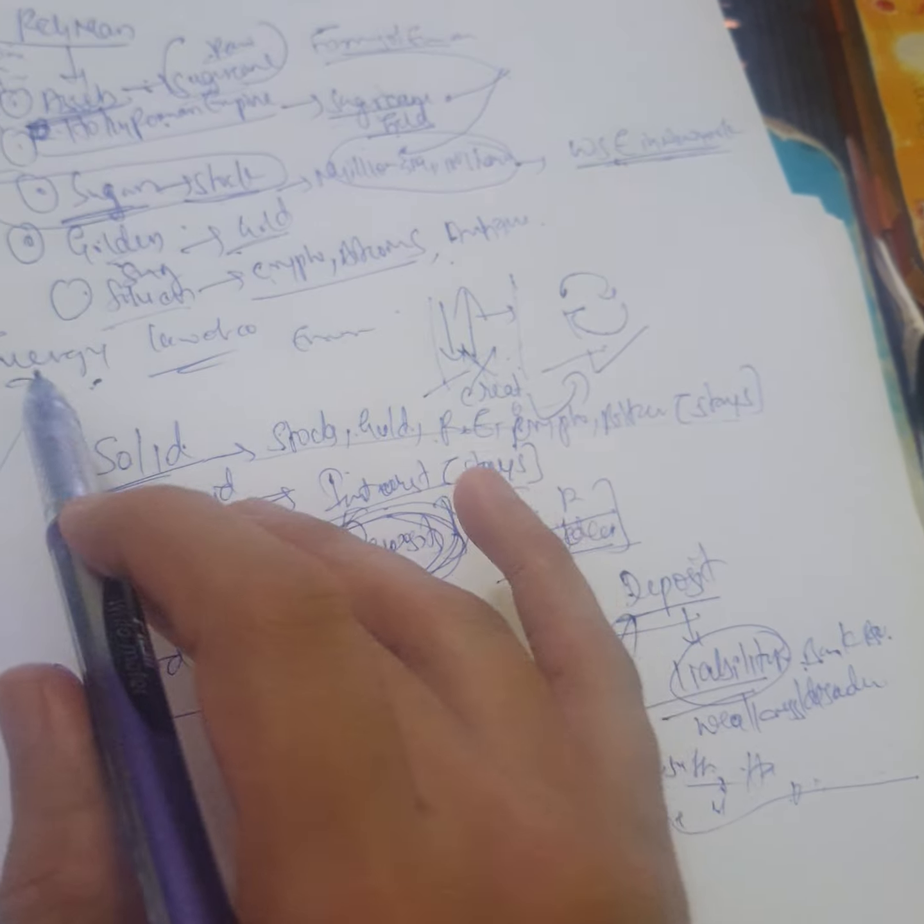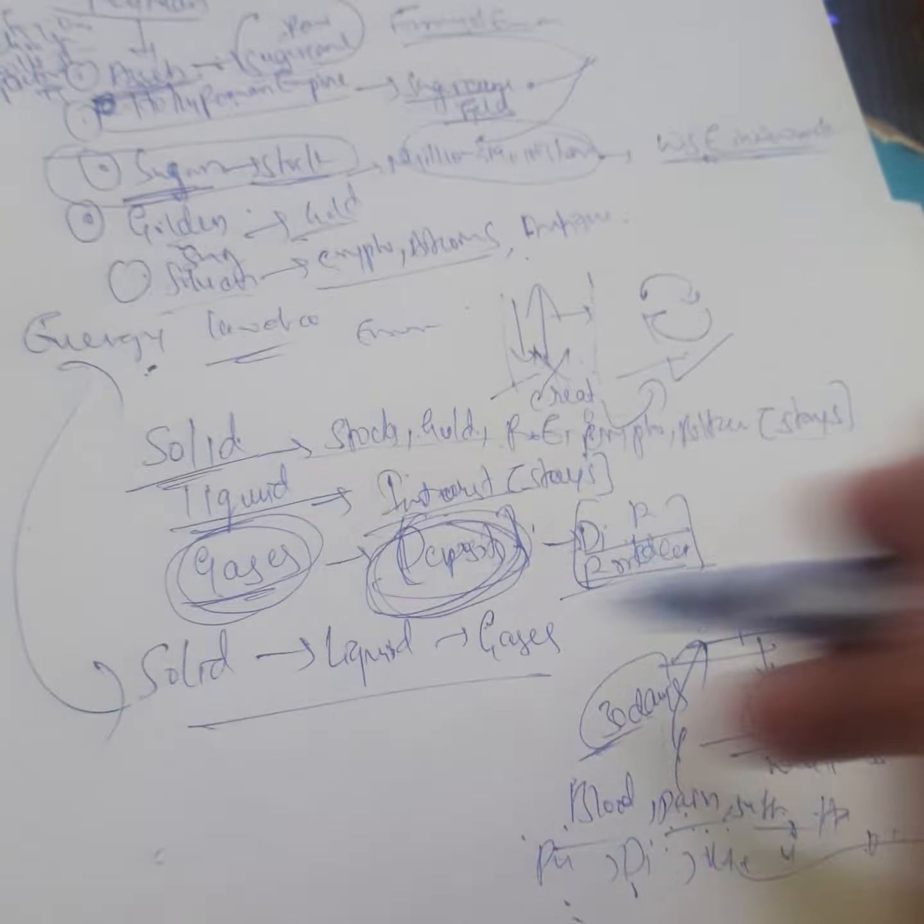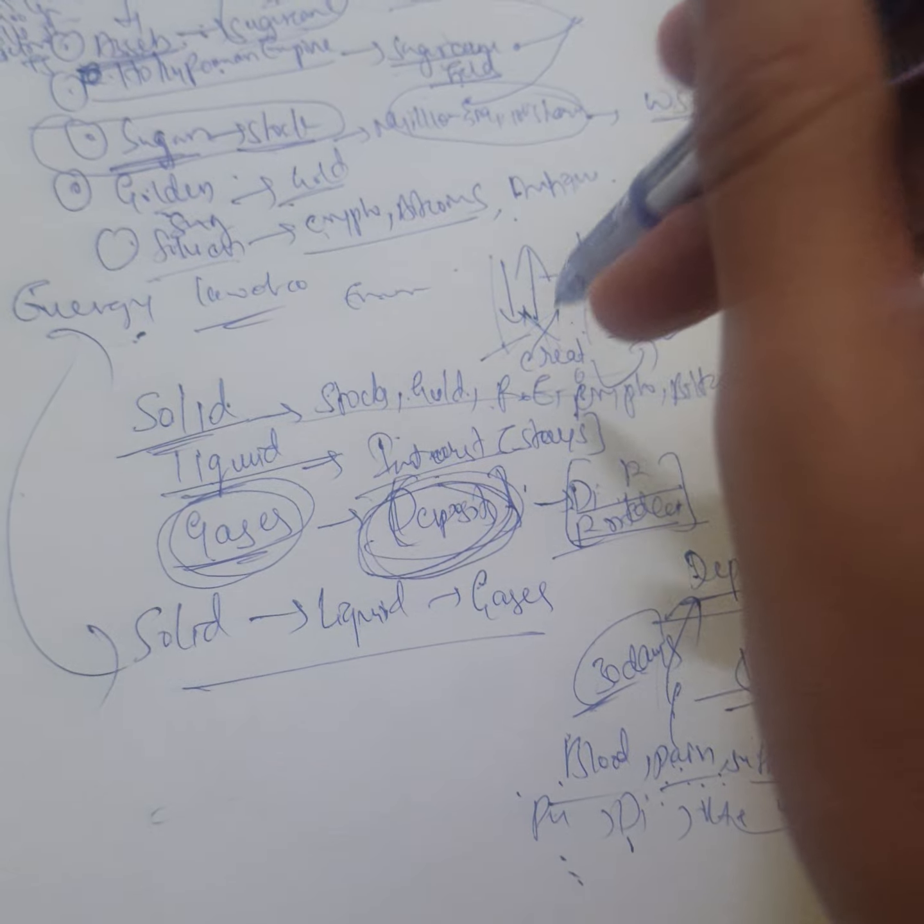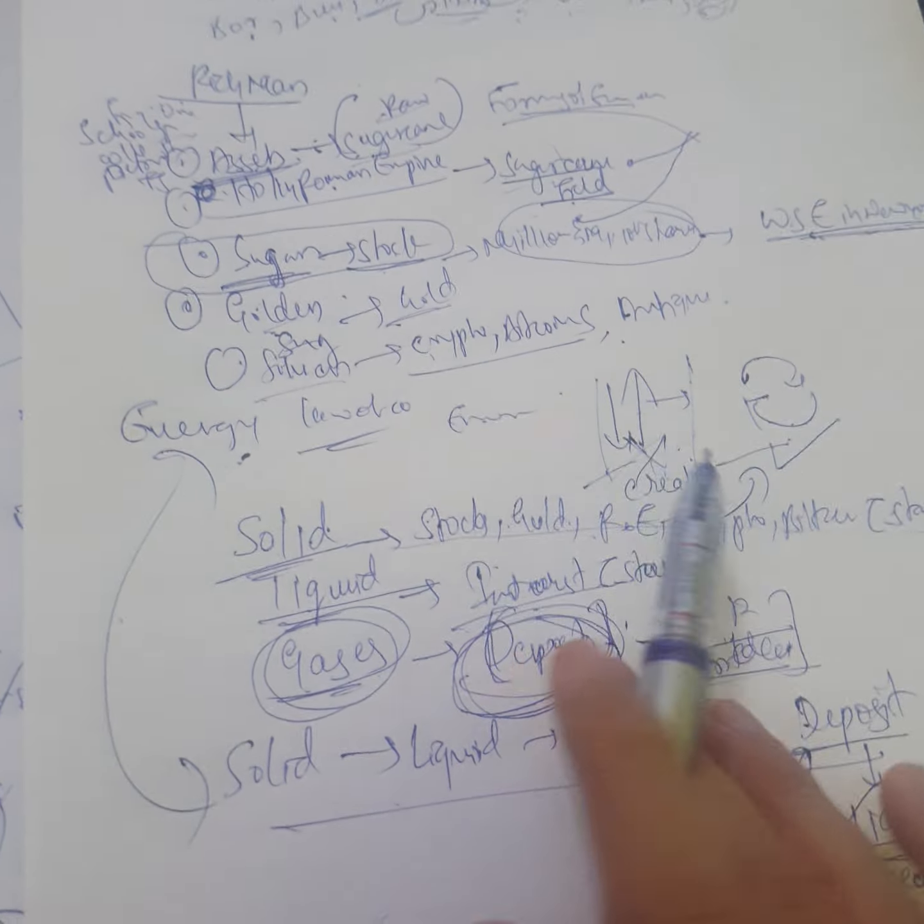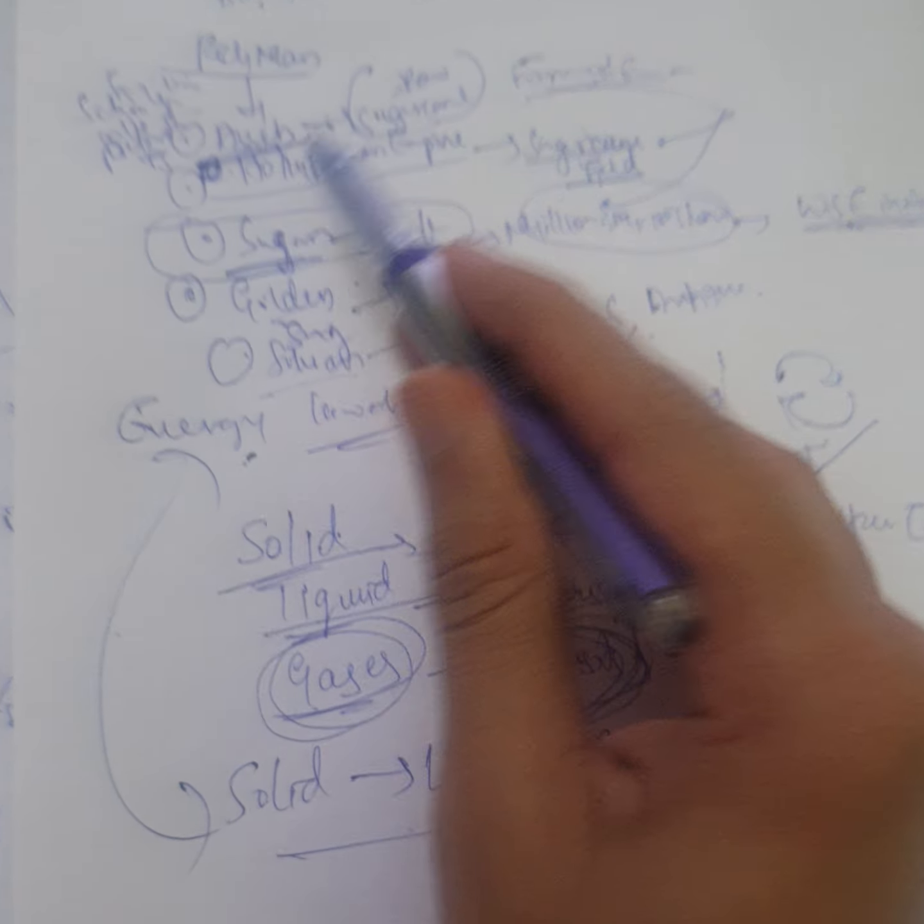This entire thing is solid, liquid, gas. Energy goes from one form to another form. This is solid, liquid, gas, solid, liquid, gas, and the energy is converted from one form to another. How can it be converted?